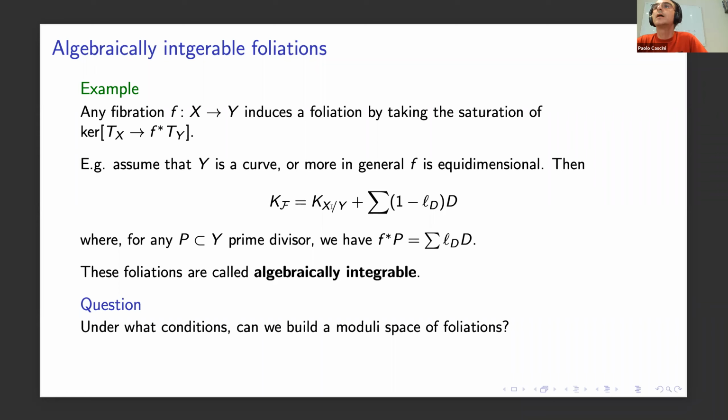So even for surfaces, but from the point of view of birational geometry, there's no most natural moduli problem, or?